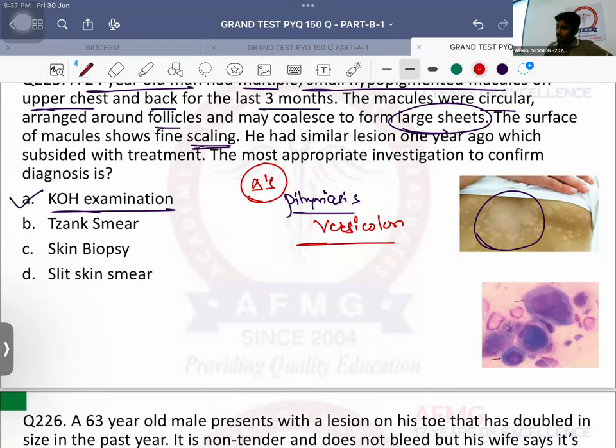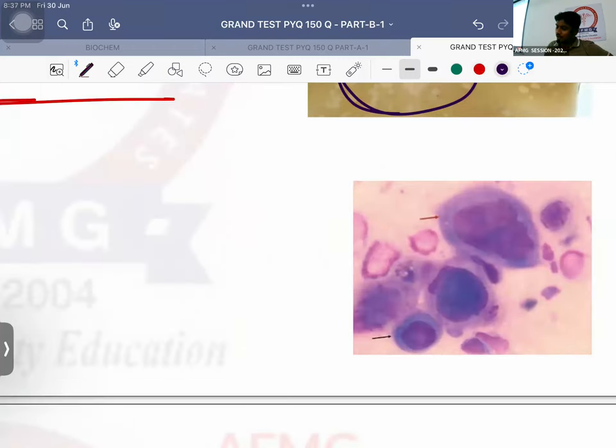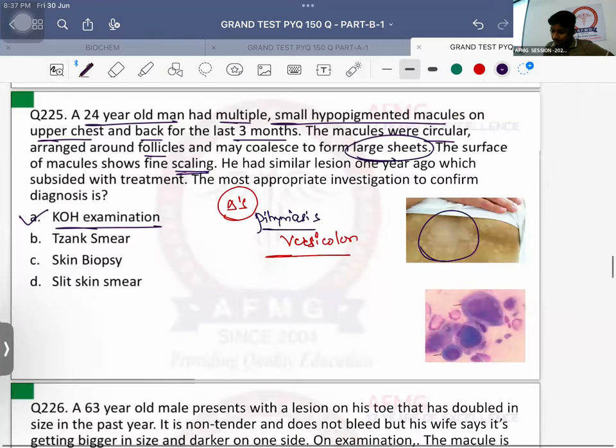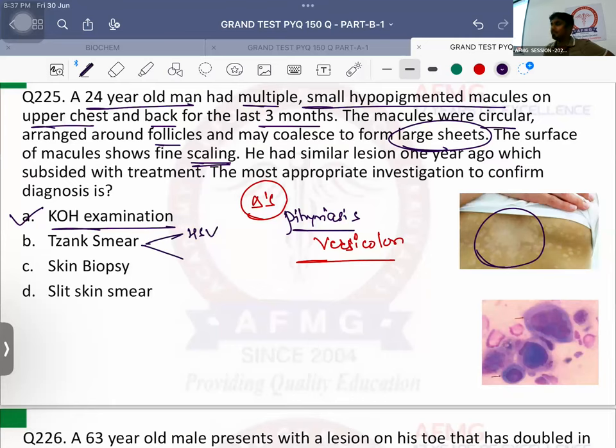As it is a fungus tinea, so the investigation can be a KOH or a potassium hydroxide mount examination. Tzanck smear is usually done in two conditions. Jab tumhe aise type ke cells dikhenge, known as Tzanck cells. Tzanck smear is done for herpes simplex virus infection and second for pemphigus. Measles mein karte hai, but measles mein characteristic nahi hai. So these are two characteristic conditions where it is done. Okay, so herpes simplex virus and pemphigus. Pemphigus mein, these Tzanck cells which are seen, these are acantholytic cells due to damage of the desmosome. Okay?